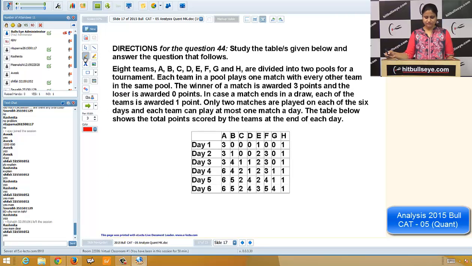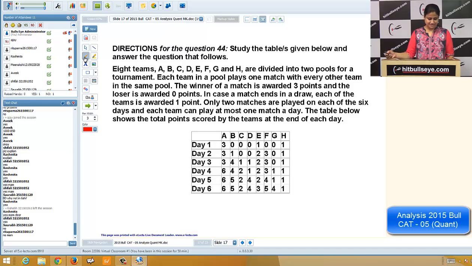Now coming to question number 44. Any problem in this set? Please write and explain if you have a problem in this set.